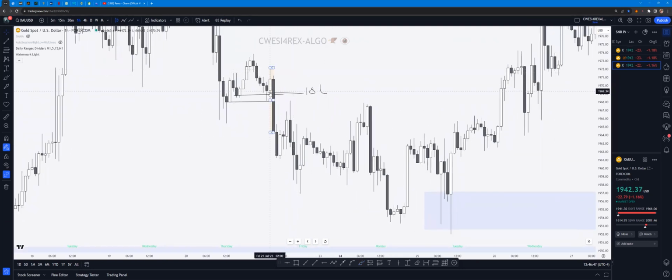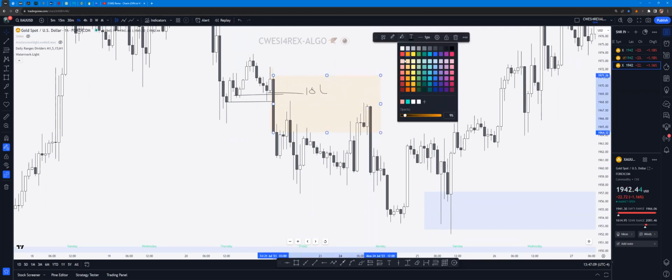Good. So if this is our ISL, then how do we draw our zone? We draw it from the bearish. We draw it from the bearish. So now this is our zone. Do you understand?